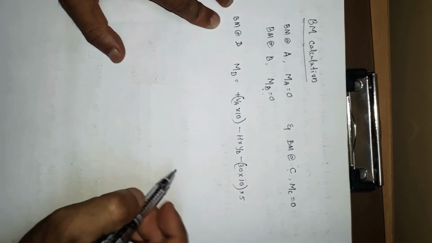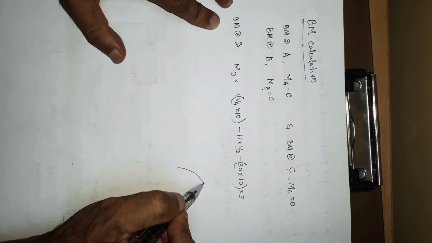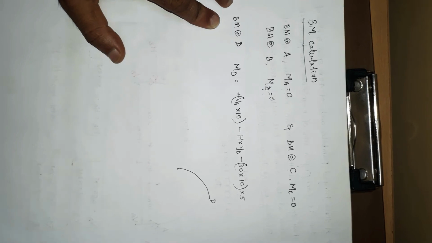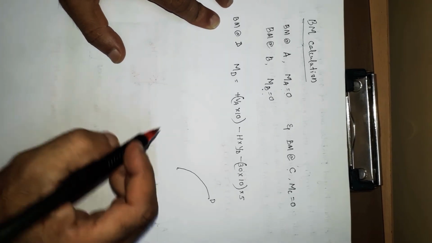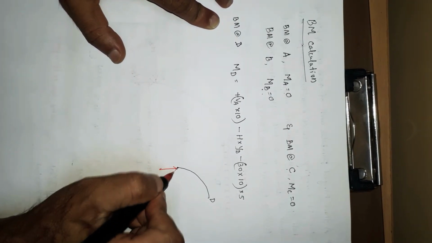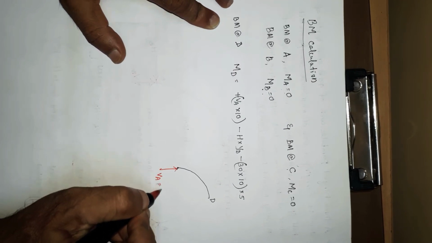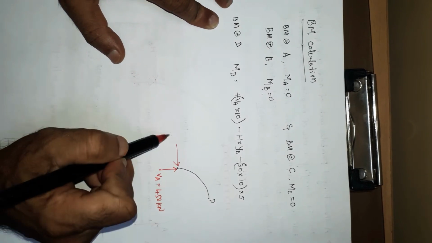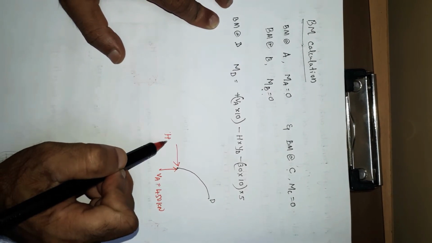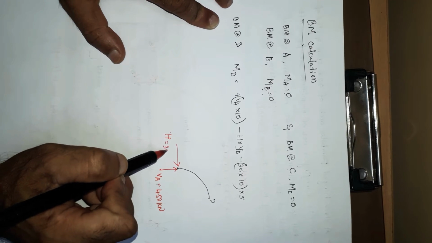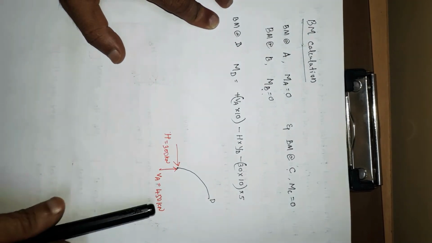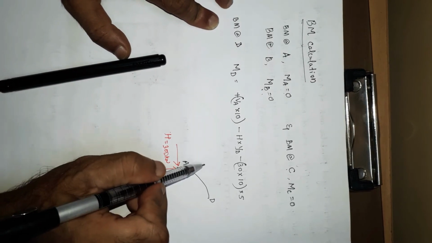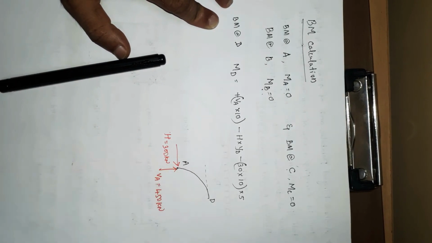If you want to refer to the figure, this is the figure. Bending moment at D we are calculating. This is the reaction VA equal to 450 kilonewton, and this is the reaction HA or H equal to 300 kilonewton, and this is point A, and here it is a UDL.